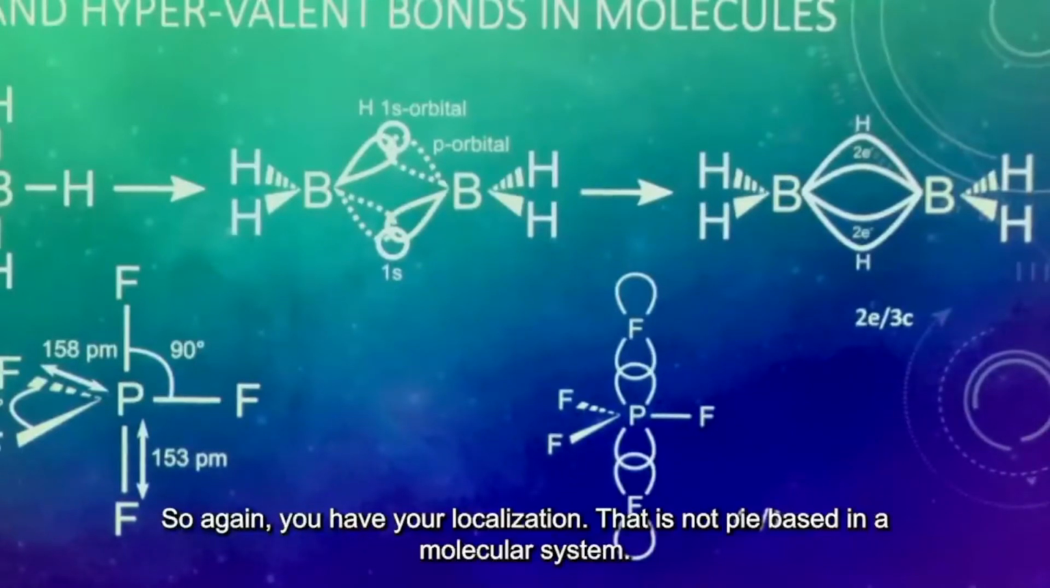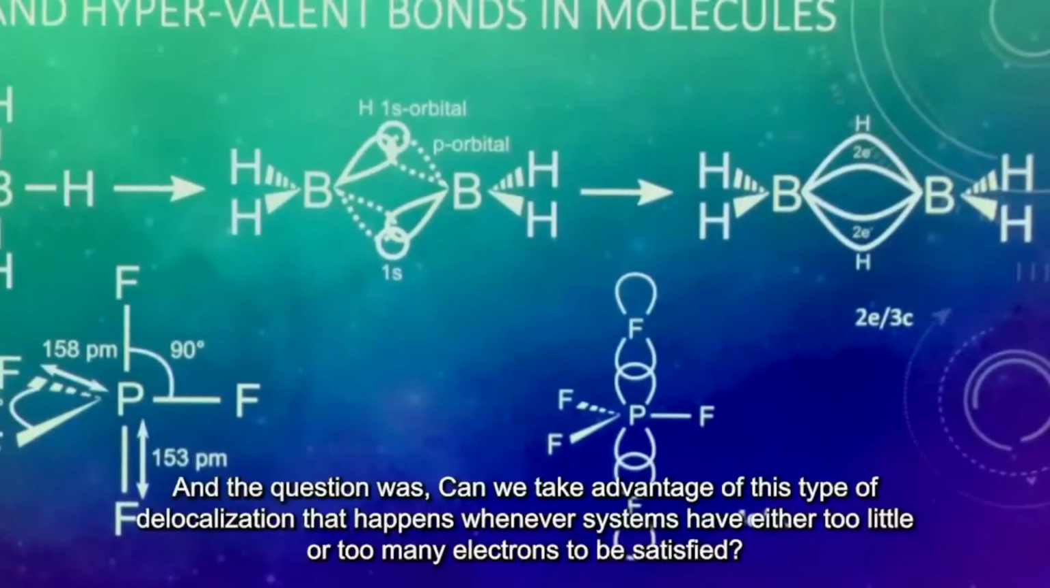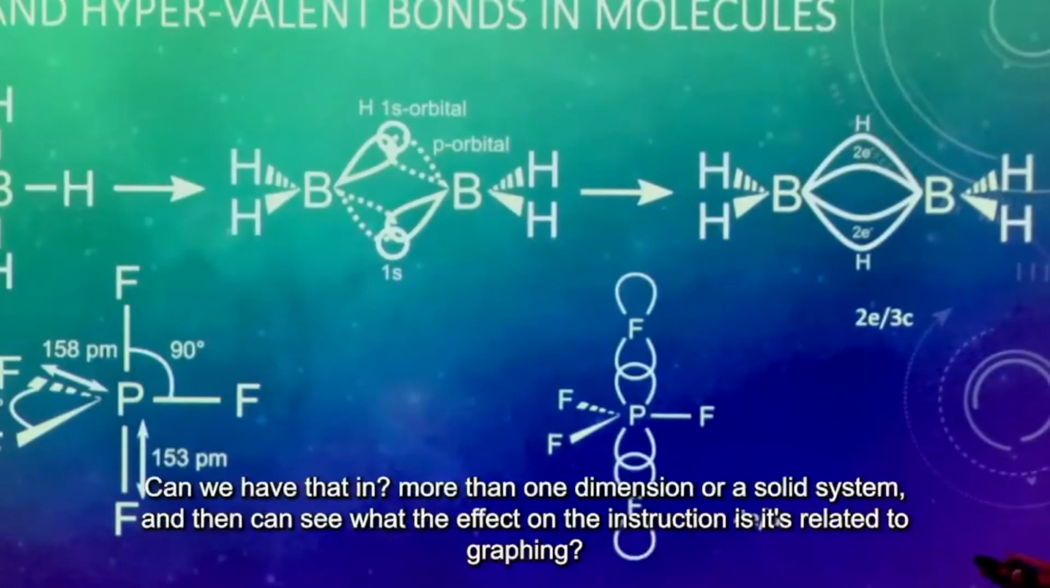So again, you have delocalization that is not pi-based in a molecular system, and the question was, can we take advantage of this type of delocalization that happens whenever systems have either too little or too many electrons to be satisfied? Can we have that in more than 1 dimension or in a solid system? And then you can see what the effects are on the band structure if it's related to graphene.